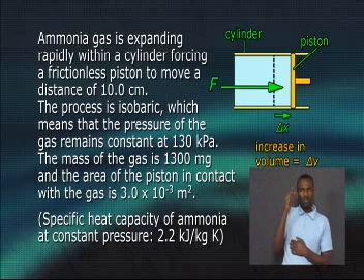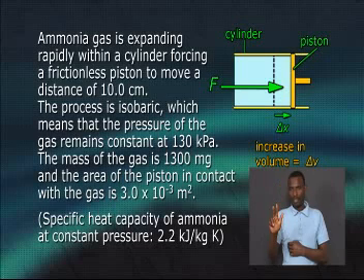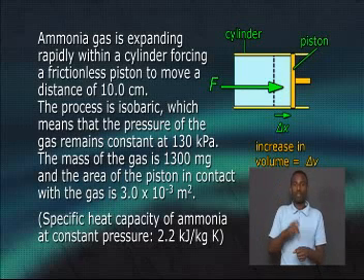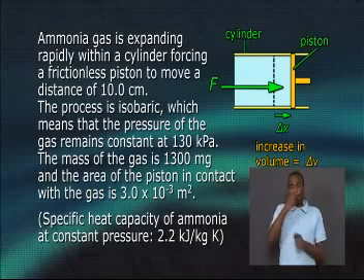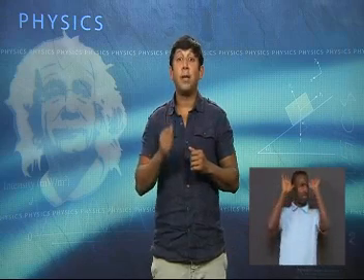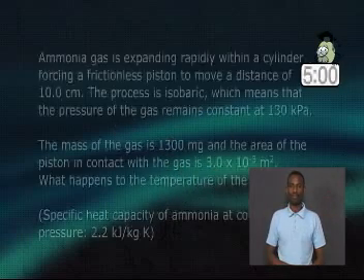Bearing in mind that the specific heat capacity of ammonia at constant pressure is 2.2 kilojoules per kilogram Kelvin, what happens to the temperature of the ammonia? This is a tricky problem, so try to solve each step one at a time. Do your best, and I will see you in a few minutes. Students, let's get ready. Begin.